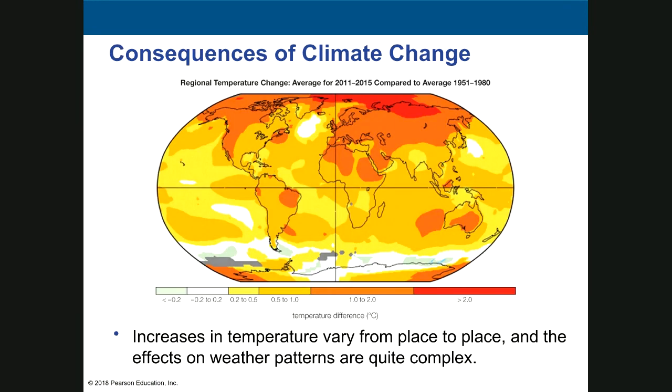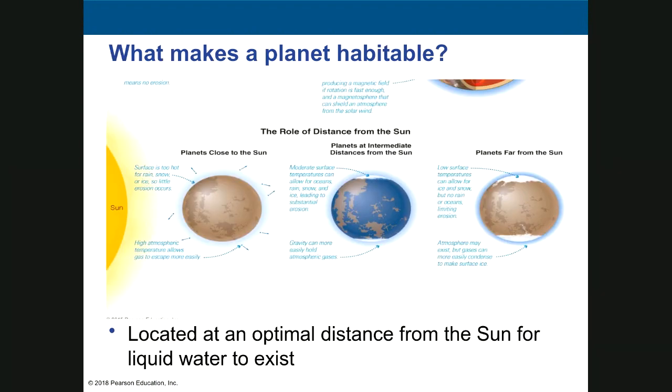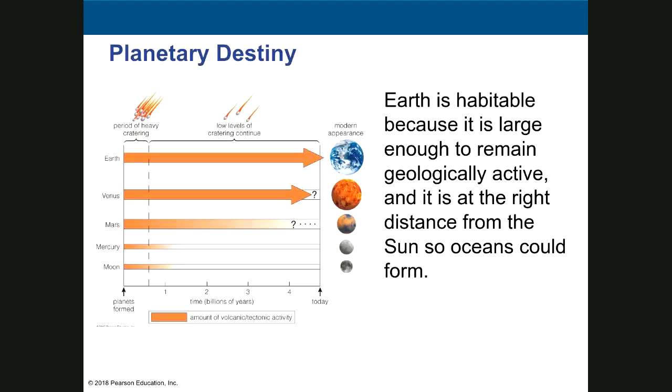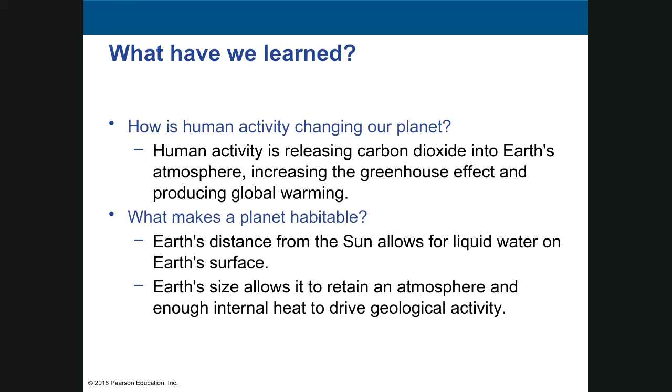Consequences of climate change: increases in temperature vary from place to place, and the effects on weather patterns are quite complex. Basically, the Earth becomes less hospitable. Extreme weather events are more common. Droughts are more common. The ability to grow resources comfortably becomes harder. Anyhow, I wanted to talk about that, but I didn't want to talk about the habitable zone and planetary density. That stuff is okay, but it's making it a little too technical. I don't think we need to go over all that.